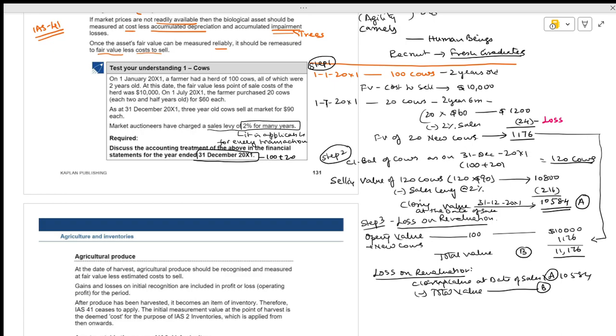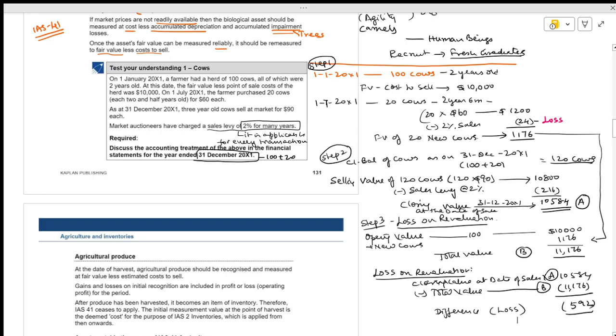Okay, how much is there? 11,176. Okay, 11,176 plus 11,176. Is it right? How much is the loss? Loss is 592. Okay, the difference is the loss.